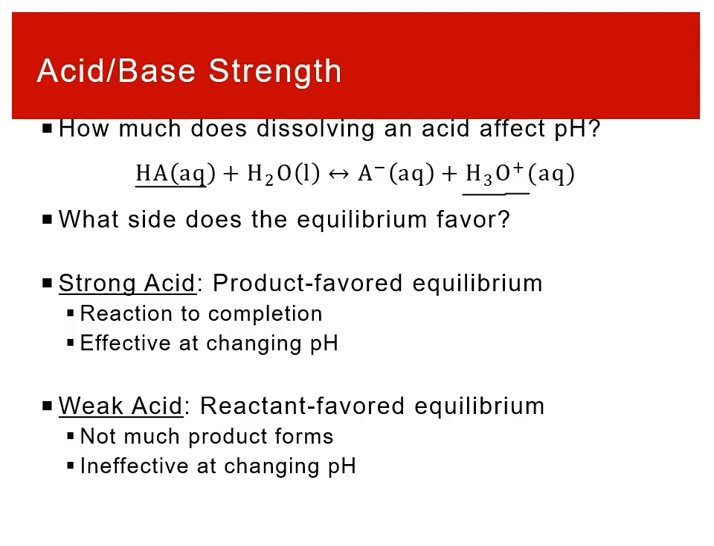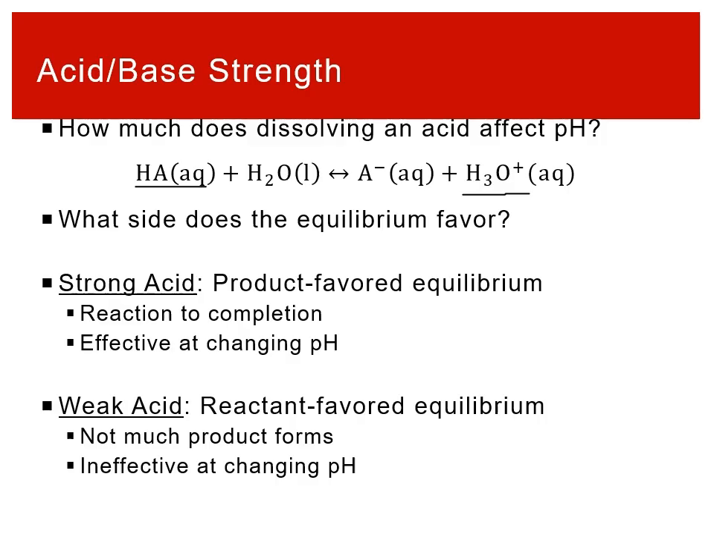You could have this reaction above with a situation where you choose an acid such that the equilibrium is product favored, your K would be greater than 1. And so your reaction would go to completion, right? Your reaction goes to completion. You put some acid into water and it makes a lot of hydronium. So strong acids are acids that are effective at changing the pH of a solution. You put a little bit of acid into the water, all of it reacts with the water to produce hydronium.